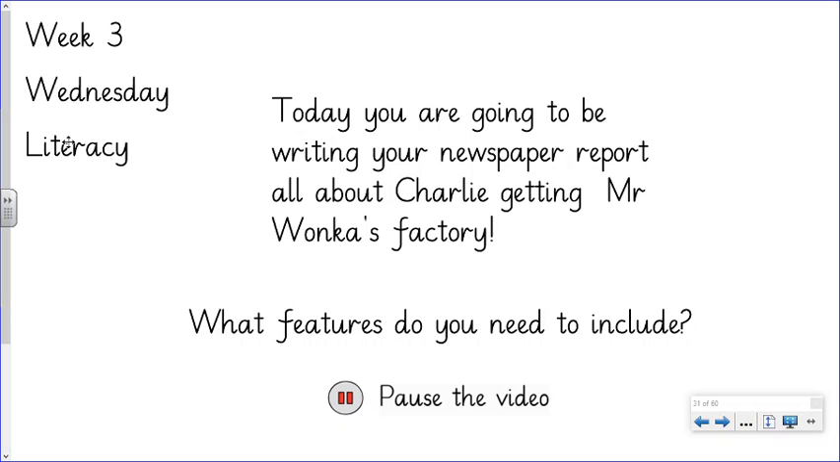Now, this literacy lesson today is very exciting because today is the day that you are going to be writing your newspaper report all about Charlie getting Mr. Wonka's factory. So do make sure that you have done Monday and Tuesday's work before you start today's, because you're going to need it to help you.